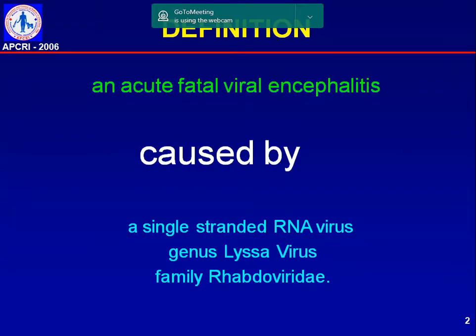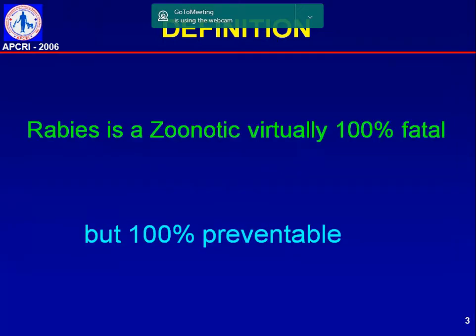Okay, it is actually a fatal viral encephalitis caused by a single stranded RNA virus. It is called Lyssavirus, family Rhabdoviridae. Rabies is a zoonotic disease, virtually 100% fatal, but 100% preventable. That is, once the patient has rabies, it is 100% fatal. If we give the vaccine, we can prevent it, so it is a 100% preventable disease.